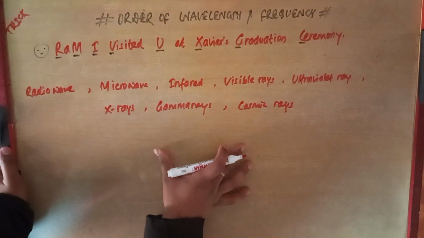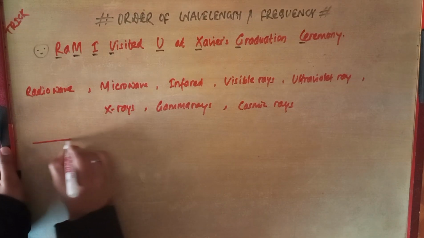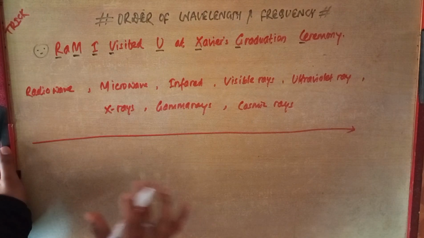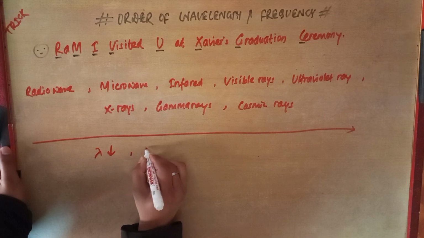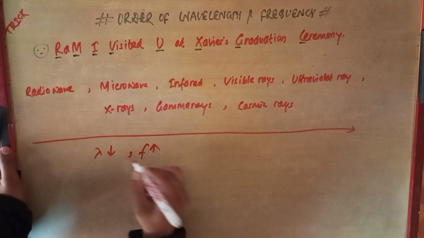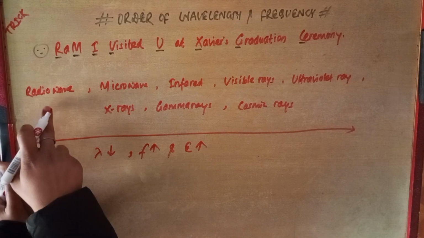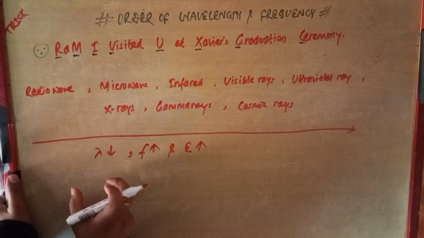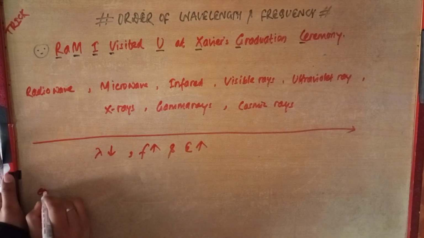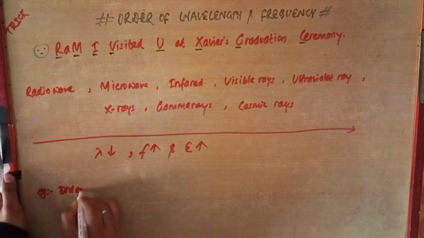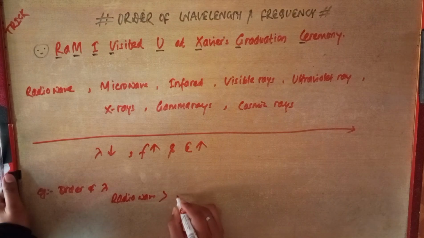So these are the names of the waves, and for the order of wavelength and frequency, when you go from left to right, that is when you go from radio wave, microwave, infrared, wavelength decreases, frequency increases, and energy also increases. That is, the maximum wavelength is of radio wave, and then microwave, and then infrared. For example, in the order of wavelength, radio wave is greater than microwave.